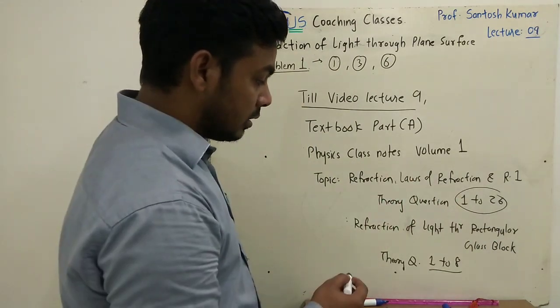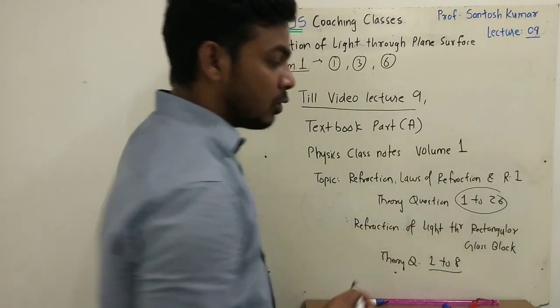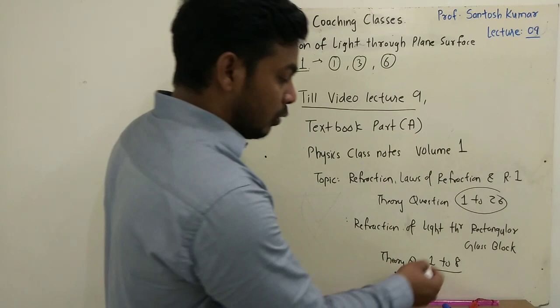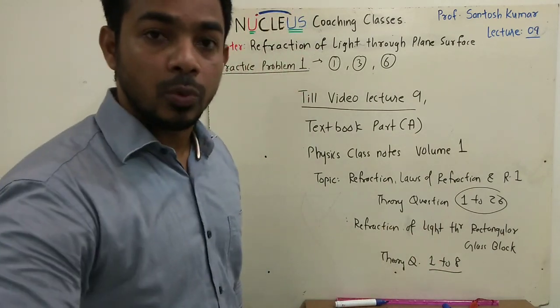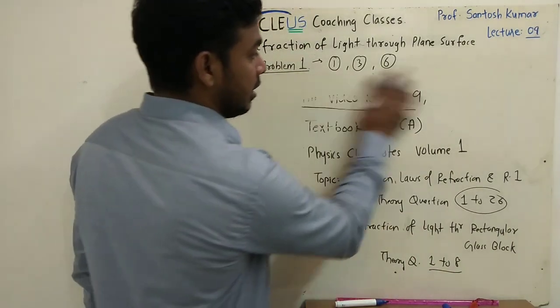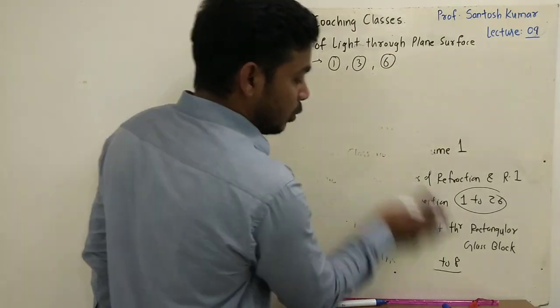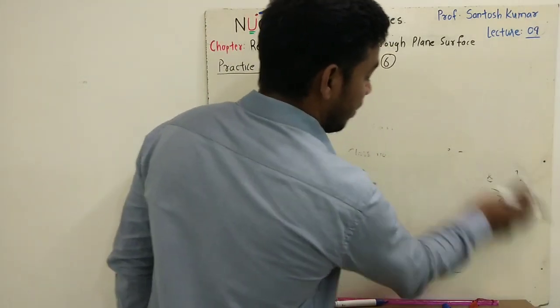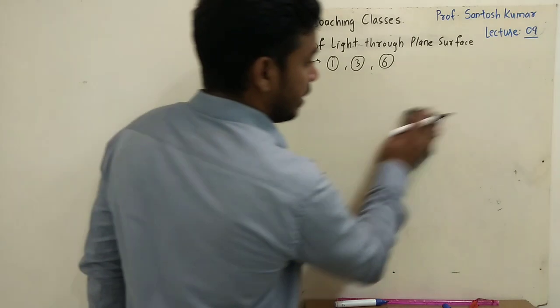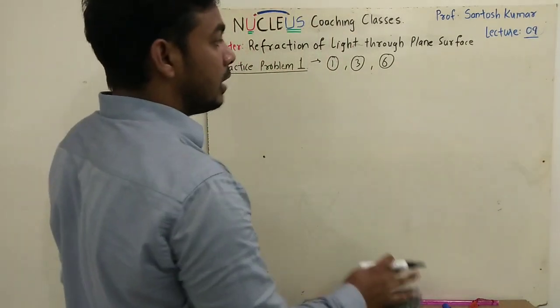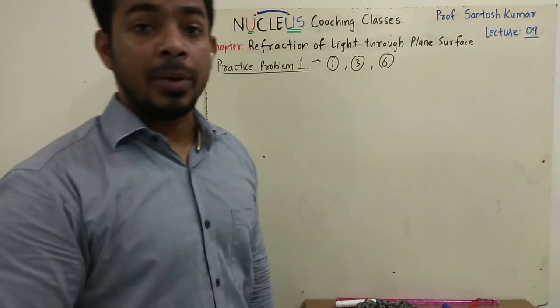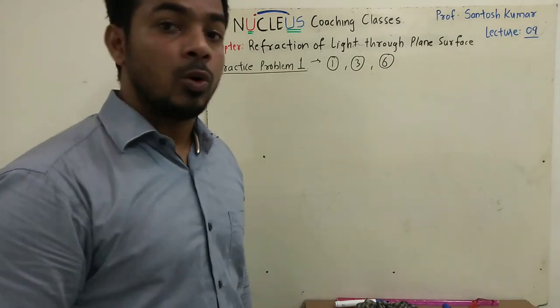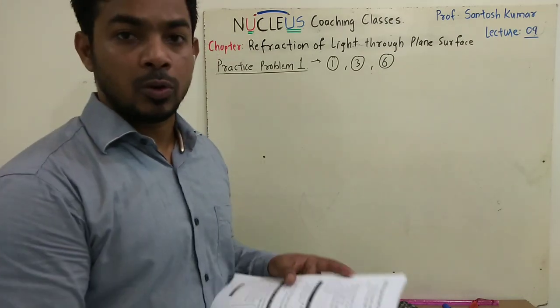We have also done the topic of refraction of light through rectangular glass block, where you can prepare the theory questions from 1 to 8. Now in this lecture I will be solving some numericals from practice problem 1. I will be solving numerical number 1, 3 and 6. The remaining numericals from the class 4 section and the homework section, you can solve on your own.